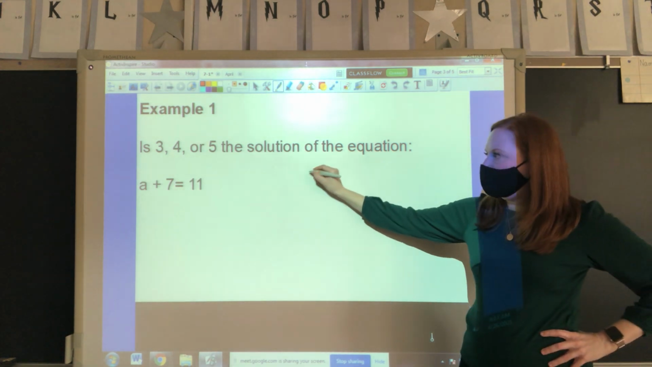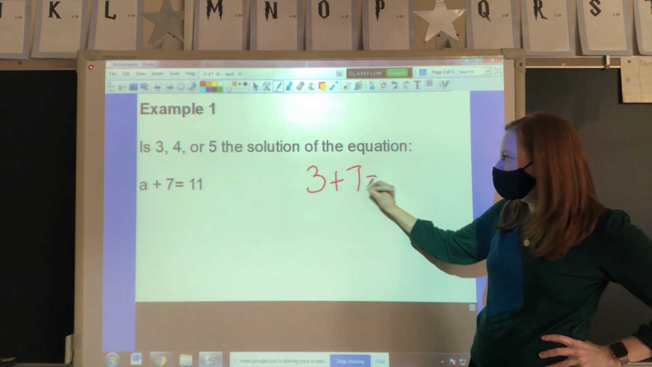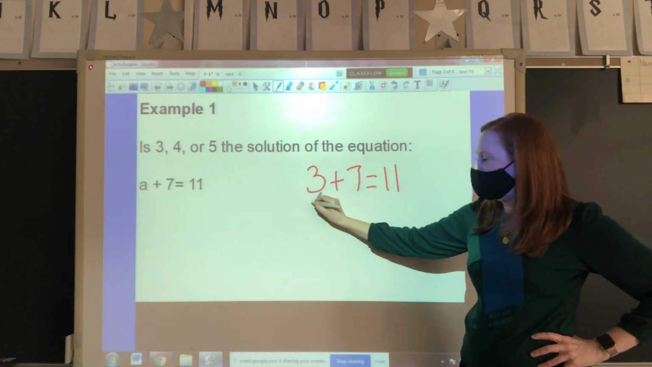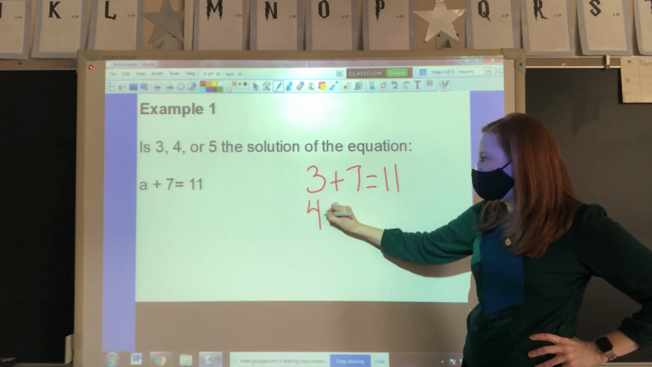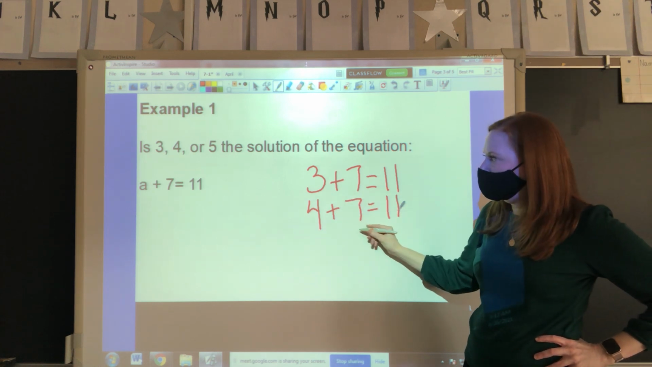So 3 is the first number. So 3 plus 7 equals 11. I'm going to write all of these down so we can work them out and figure out which one is right.